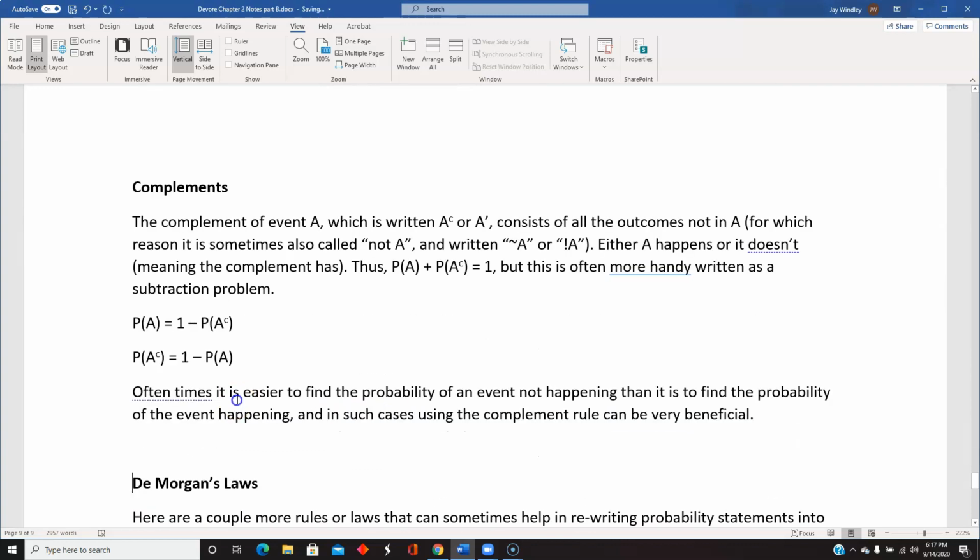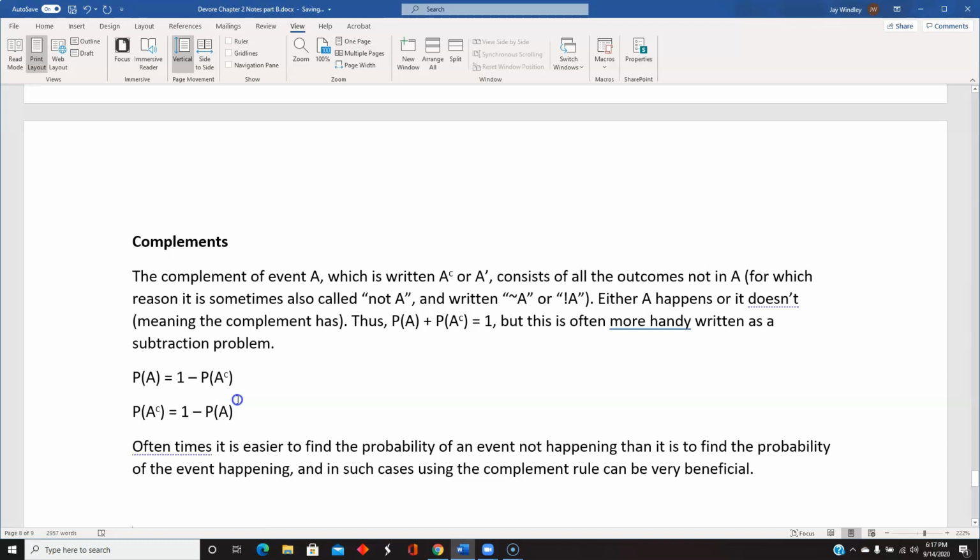Another big topic in probability is complements. So the complement of event A, which has a bunch of different ways you can write it, simply consists of all of the outcomes that are not in A. And so sometimes it's called not A. So either A happens or it doesn't. And if A doesn't happen, that means the complement has. So sometimes it's the letter A with a superscript C. Sometimes it's A prime. Sometimes it's tilde A, or even bang A, like in computer science, the bang symbol for not. But the point is that either an event happens or its complement happens.